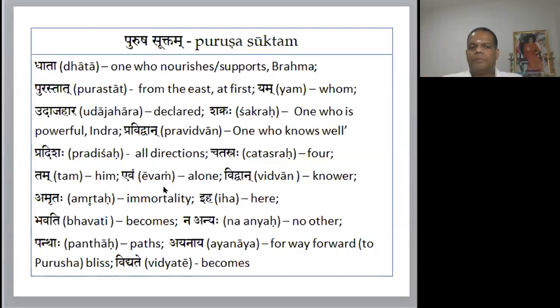Evam, alone. It can also mean whatever we know in this world, actually it's him alone, God, that Purusha alone. Okay. Evam. Vidvan, knower. One who knows only him. So whoever knows this. Amrita means immortality. Amrita is a state of immortality. Iha, here in this world, bhavati, becomes. So one who knows this Purusha, about whom Brahma declared in the first place, and whom Indra knows in all ways, in all manner possible, one becomes immortal here itself. Okay.